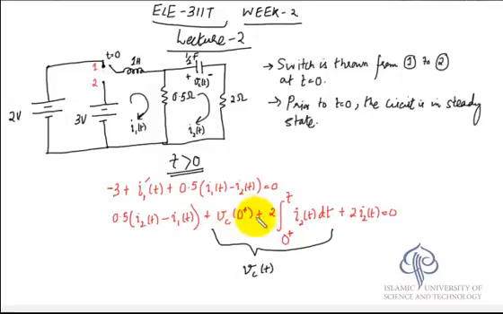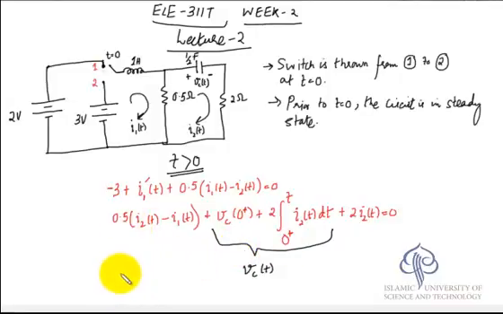So this is Vc(0) plus twice the integral from 0 plus to t of I2(t) dt. This whole thing is Vc(t). So these are the two differential equations that we get out of the circuit by using mesh analysis. The first one is a pure differential equation, the second is an integro-differential equation. So we'll convert the second equation also into a differential equation by differentiating throughout.